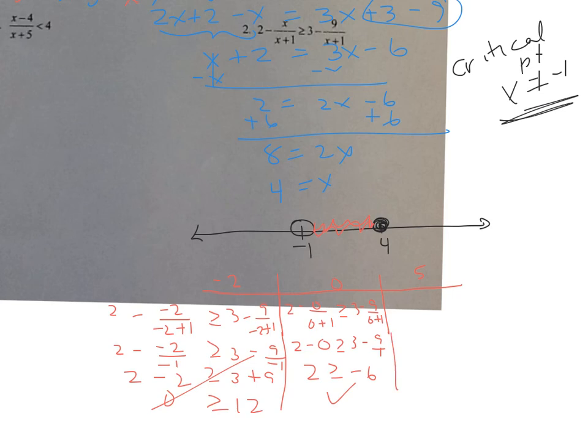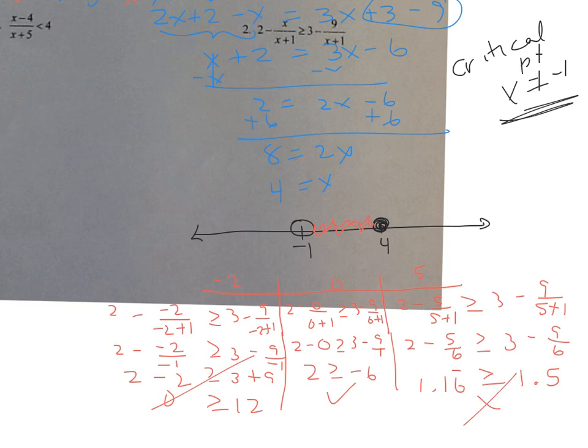And now I'll try 5. So I have (2 - 5) over (5 + 1) greater than or equal to (3 - 9) over (5 + 1). You can plug this into your calculator, and it comes out to be 1.16 repeating, greater than or equal to 3 minus 9 over 6, and you get 1.5. Is 1.16 greater than 1.5? That's not true, so we don't shade to the right.